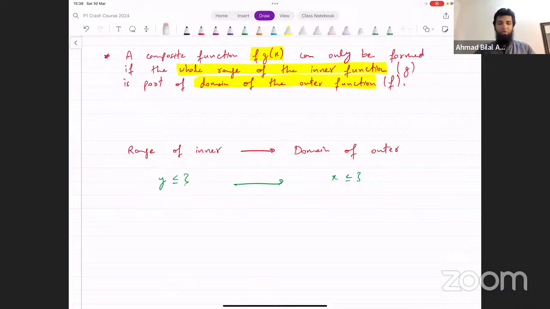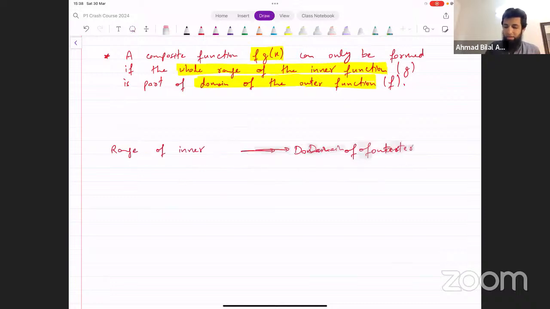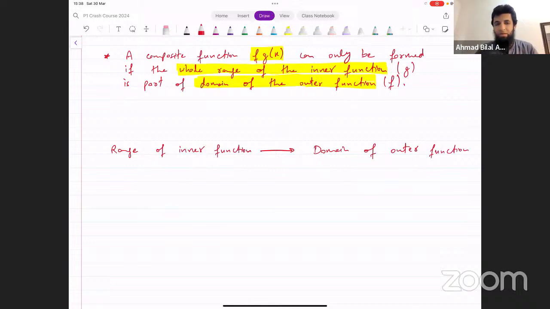Okay, so you need to remember that these two things correspond to each other. What two things? Range of the inner function and the domain of the outer function. You need to remember this connection. Range of inner, domain of outer. These two things have to correspond to each other if the composite function is to be formed. Otherwise, the composite function cannot be formed.